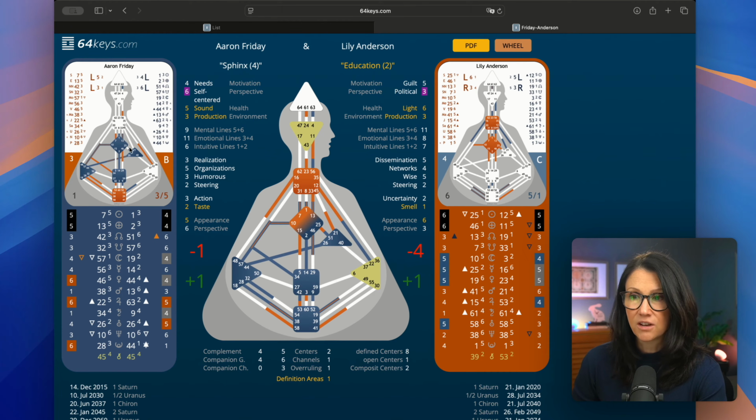And Aaron's activations here in the composite in the middle, they are now colored in blue. And Lily Anderson's activations are colored in orange. So you can see right away which energies Aaron is bringing into this partnership and which energies Lily is bringing into the partnership. So both partners have an open solar plexus or emotional center, as you can see here with Aaron and also Lily. And both partners have an open mind center or ajna center, as you can see here.